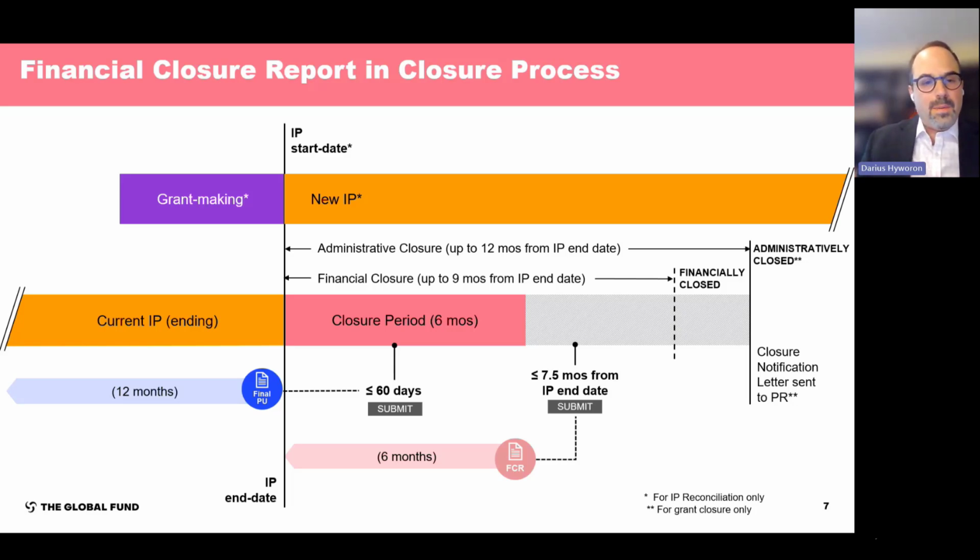Then up until 9 months after the IP end date, the grant will be in financial closure. And then after that, the grant will be in administrative closure, and again, all of these are up to 12 months at the end. And then when everything is finally closed, a formal notification will be sent to the PRs. So that's very high level how the closure process for the GC6 grants lives in parallel to the new IP that's started.